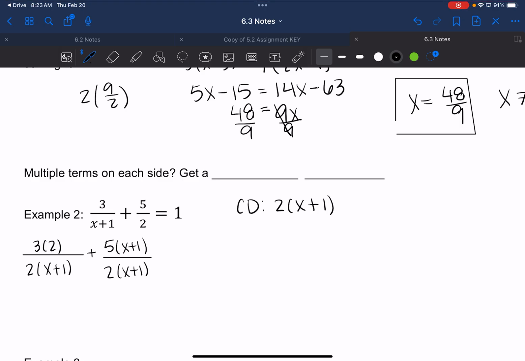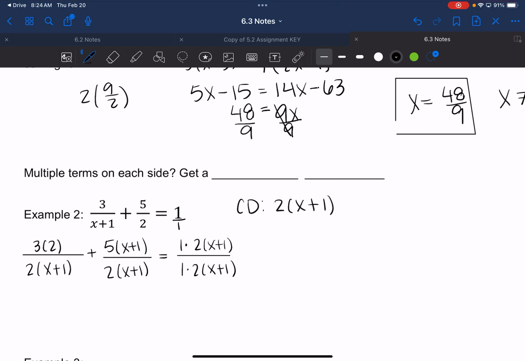All right, and then on this other side, we have 1, which is the same as 1 over 1, right, if we wanted it to be a fraction. So what would I have to multiply this one by? Right. So I'd multiply the top by 2 times x plus 1, and I'd multiply the bottom by 2 times x plus 1. Well, multiplying it by 1 isn't really going to change anything, right? So top and bottom will just be 2 times x plus 1.